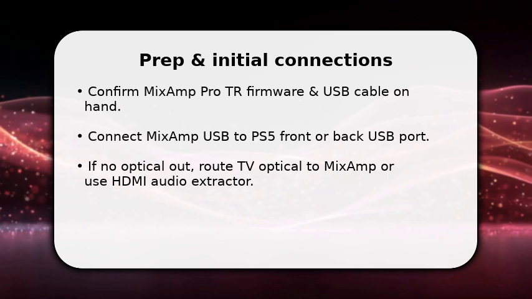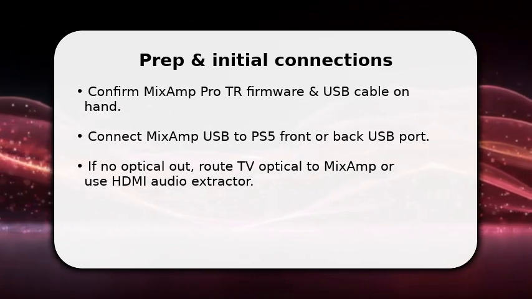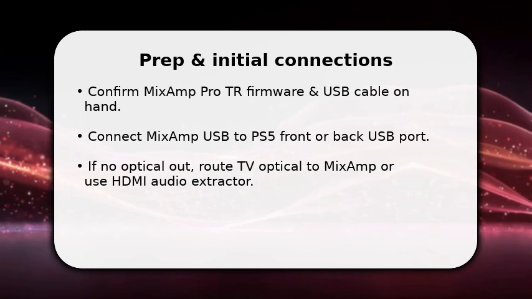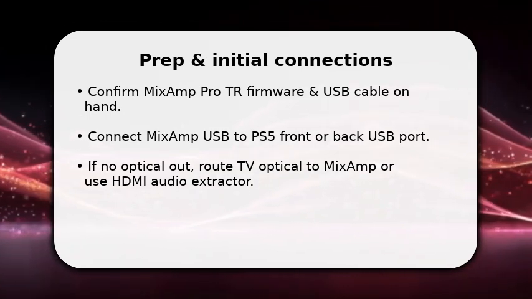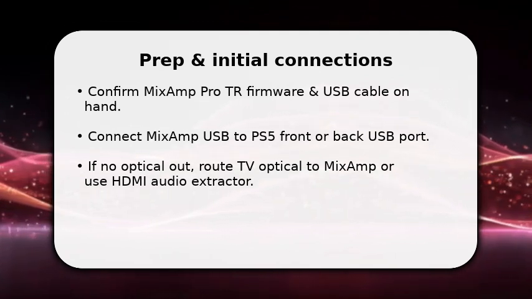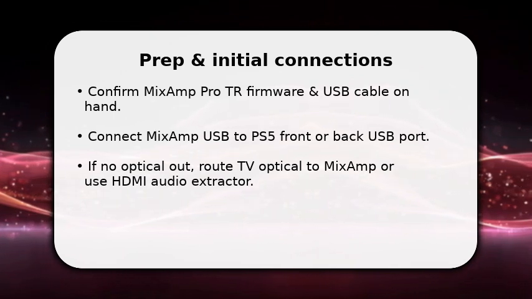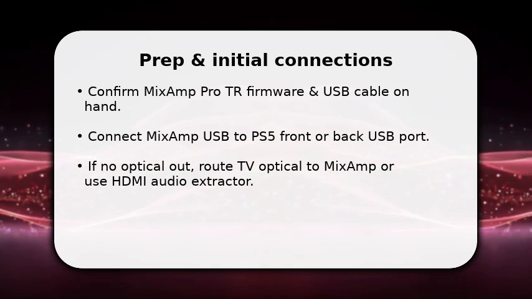If your TV has optical out, plug that optical into the Mixamp. If not, use an HDMI audio extractor to create an optical or analog feed. Make sure volume knobs are set low while you confirm connections, because you'll raise levels after verifying audio routing and system settings. You now configure the PS5 audio to match the Mixamp input.